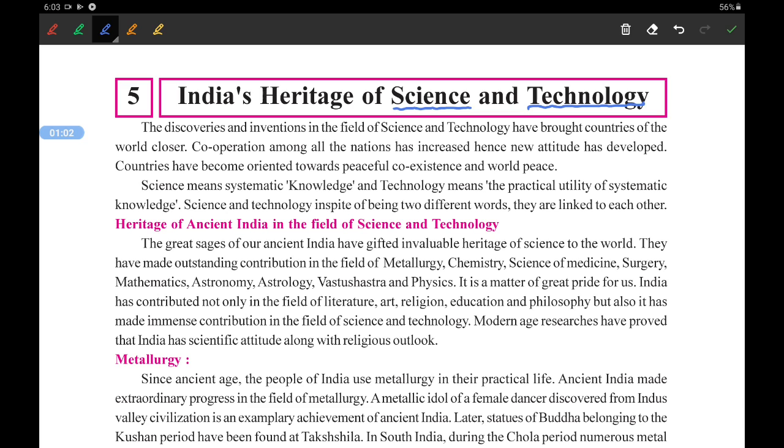The discovery and invention in the field of science and technology have brought countries of the world closer. Now these are two words, remember this, discovery and invention. Now they look similar, but there is a difference. Discovery means to discover, to find out, which is already there. Like Columbus discovered America because America was already there, means to find something which is already present is known as discovery. But to find something that is new or to create something new is to invent. So there is a difference between both of them.